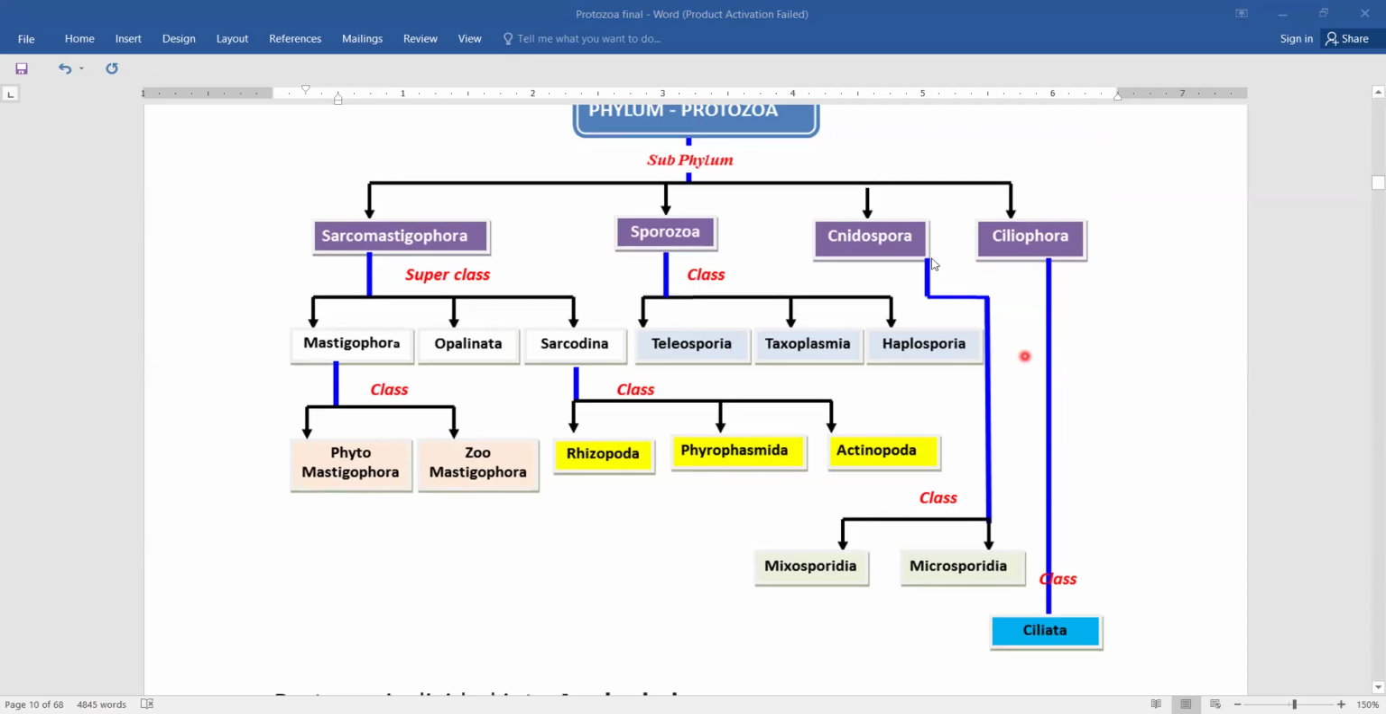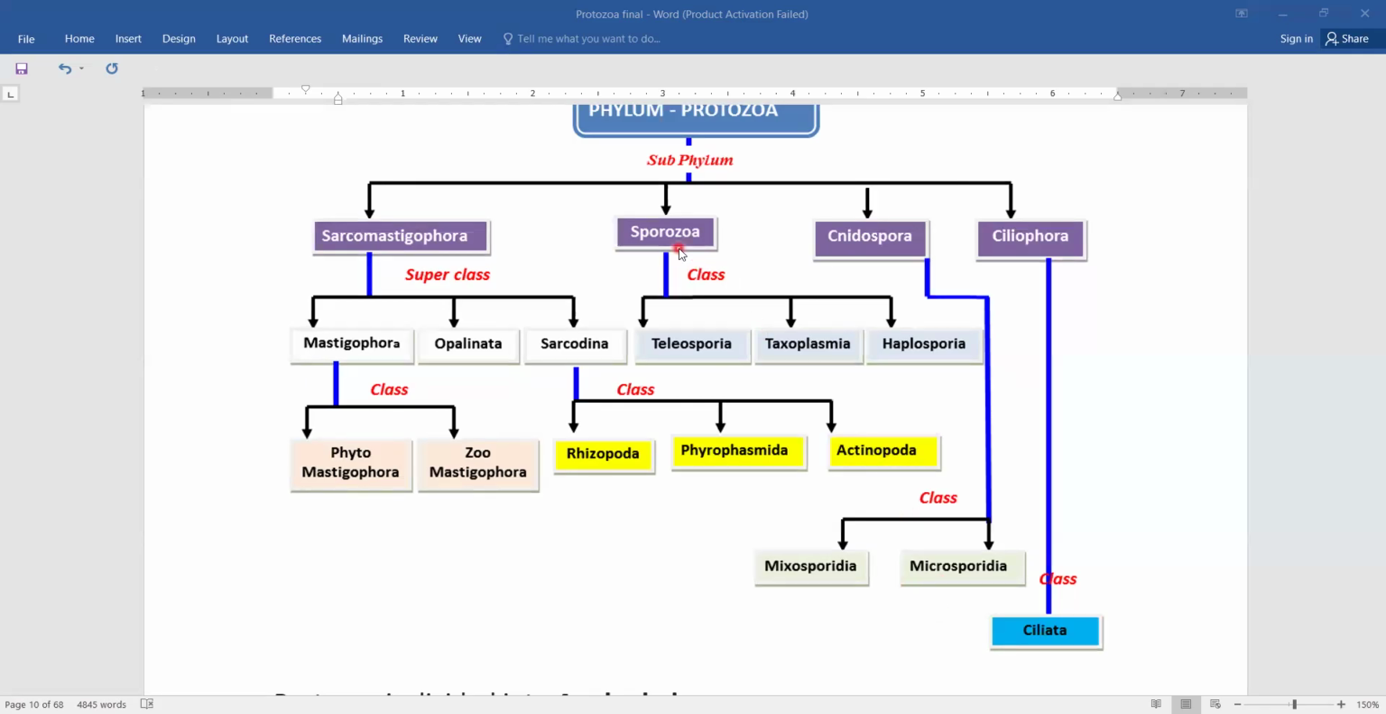Then here you can see Cnidospora. The next easy one is Cnidospora, which has two classes, Myxosporidia and Microsporidia. Why am I going from right to left? Because these are simpler and easier. Ciliophora has only one class, that is Ciliata. Cnidospora has two classes, Myxosporidia and Microsporidia.